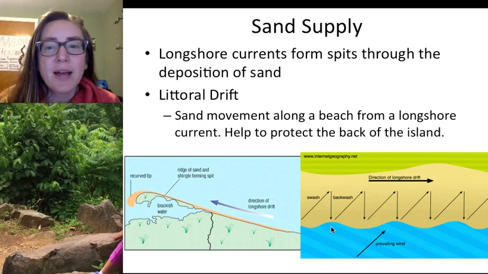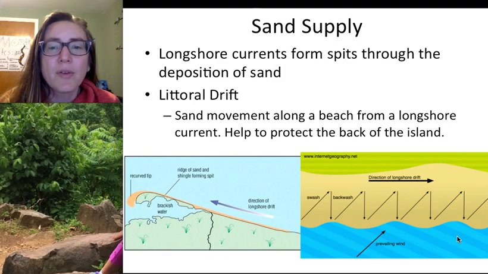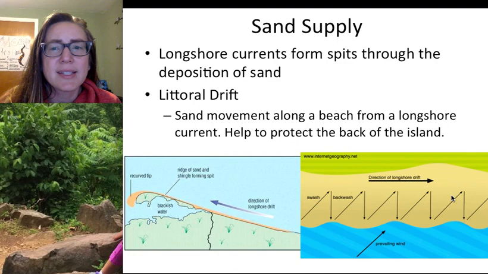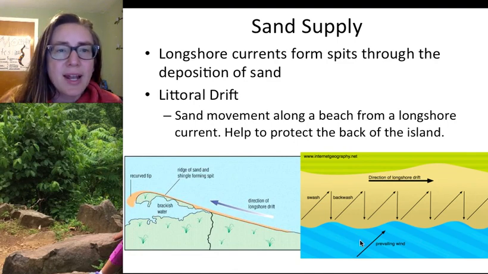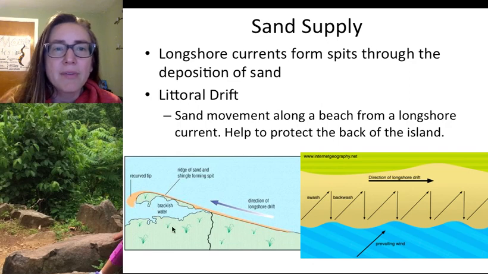And then it's going to allow for this sand to accumulate in the ocean, and that is going to cause that sand supply to move along, and we call that the littoral drift. So the littoral drift is a sand movement along the beach that is influenced from that longshore current. Now, what does happen is that this only really affects just this area here of the barrier island. So this is going to help to kind of direct that energy onward along the side of that barrier island, and it does help to protect the back of the island.